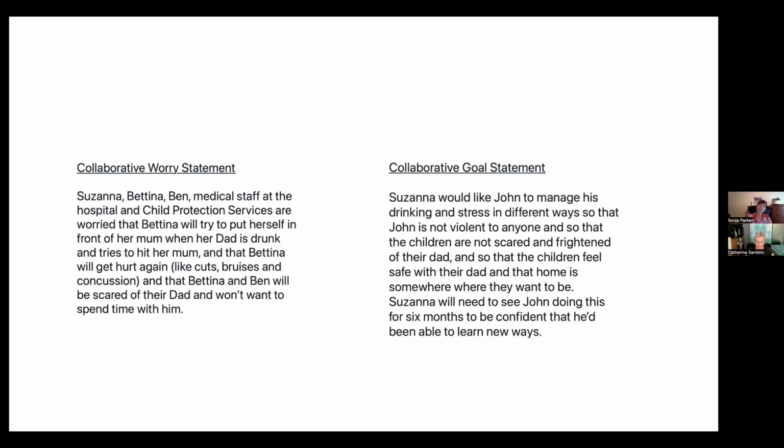Okay. So take a moment. I want you to just read that goal statement through again and just check if there's anything there you want to change, anything you want to add. No, that looks pretty good to me. Okay.